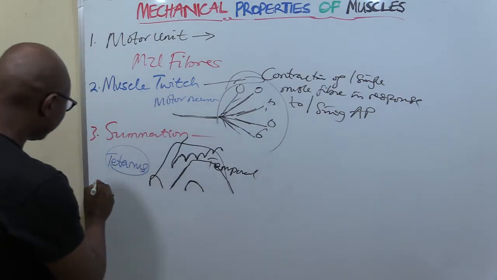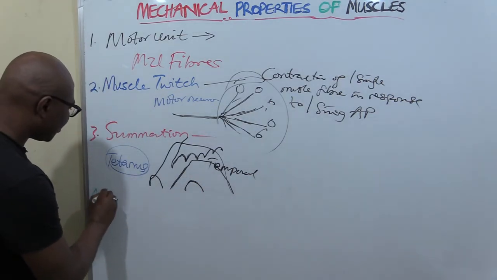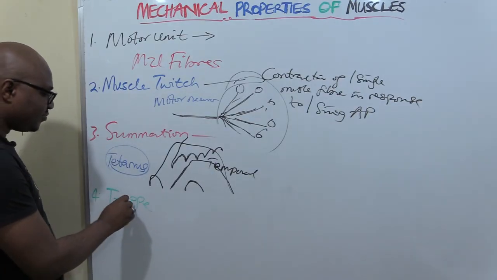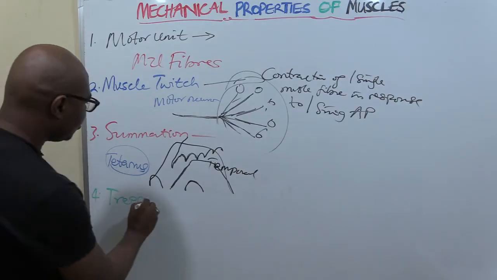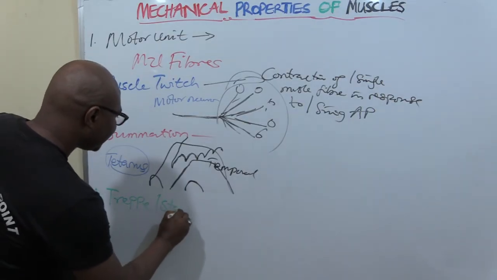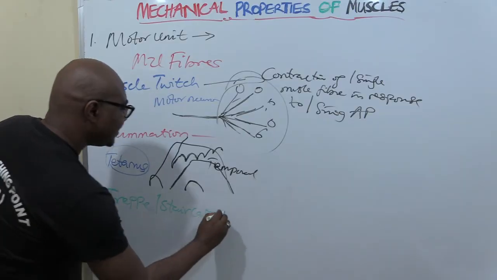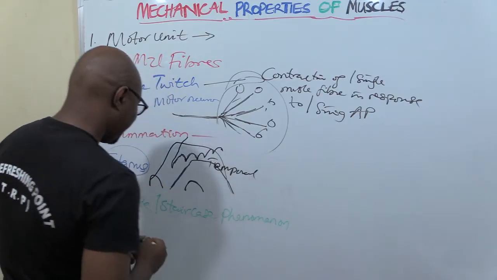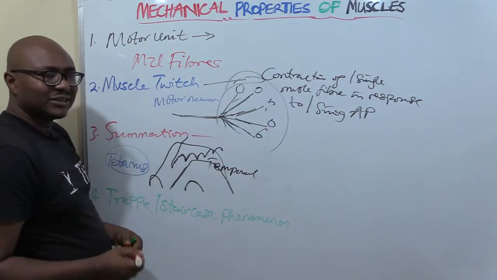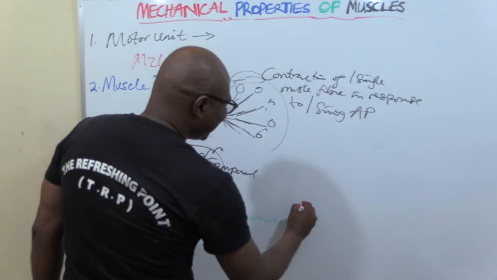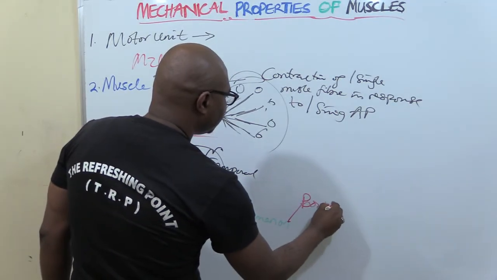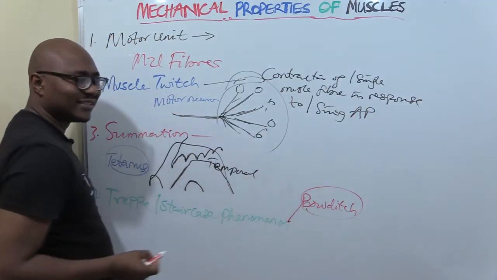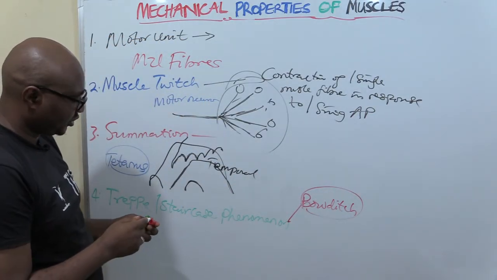Now the fourth property we're going to be dealing with is something called treppe. T-R-E-P-P-E, treppe. It's also known as the staircase phenomenon, or sometimes you can call it the Bowditch phenomenon, from the man who first discovered it, Bowditch.